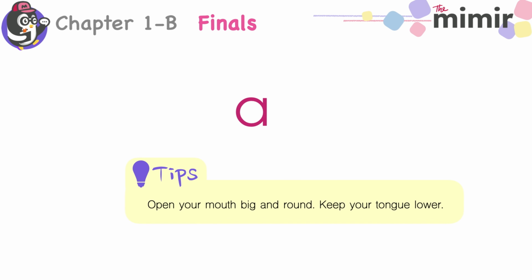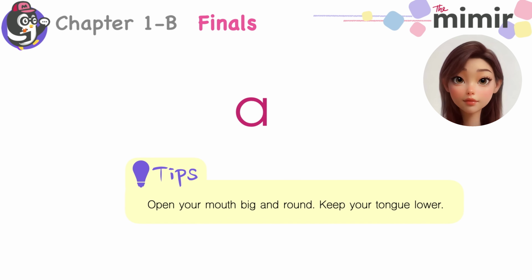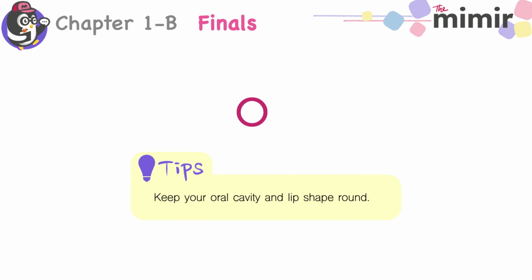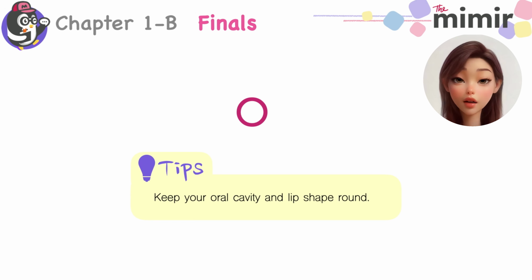A. The tip of pronouncing a is try to open your mouth big and round. Keep your tongue lower. A, O. Keep your oral cavity and lip shape round to pronounce the sound o.